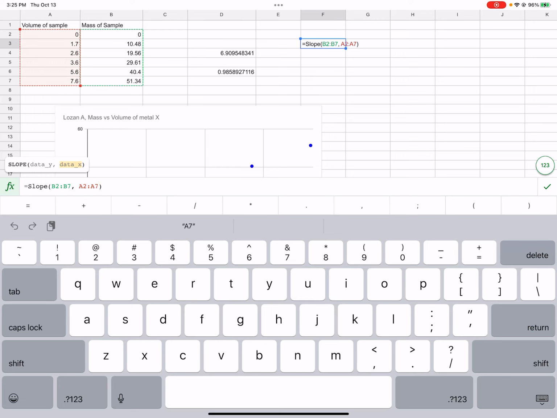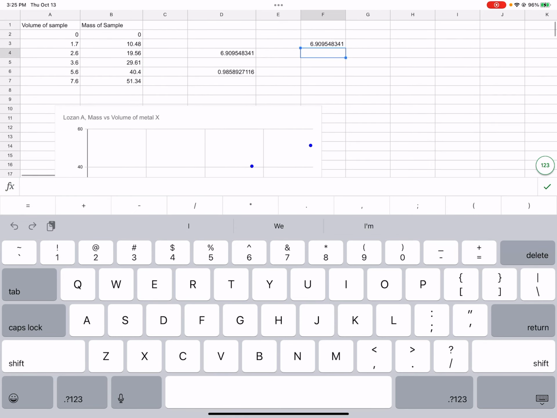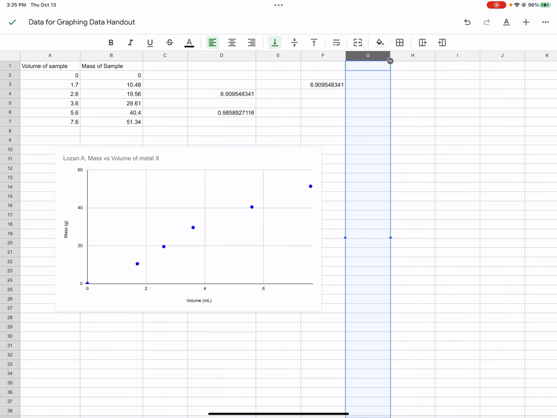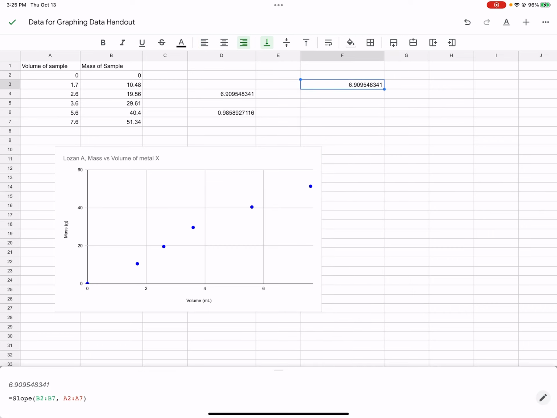And then I think I have to close the parenthesis. Nope, maybe I just go there and then press return, right? And when I pressed return, that was where I wrote that formula. If I click away from it, you can see the result there, and then the formula is down bottom. So that's how I got the slope. The slope of that line is 6.909.